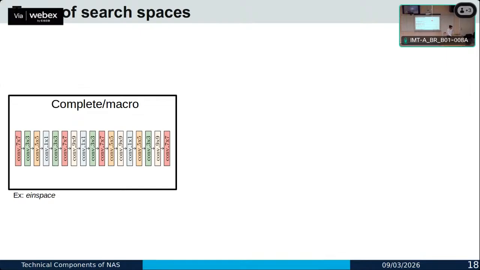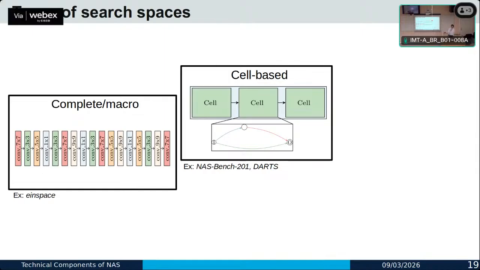The second type, which is most important for the benchmarks, would be the cell-based search space archetype, where the deep neural network is defined as being a stack of cells, and each cell having a limited number of operational choices inside it, which makes these search spaces very lightweight and very easy to explore and benchmark over.